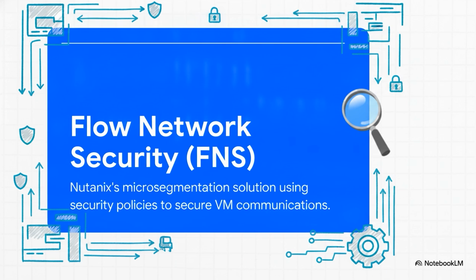It brings a zero-trust approach directly to the virtual network interface card of every single workload. It's all about granular, policy-driven security. And to deliver this, we use Flow Network Security, or FNS. This is Nutanix's native microsegmentation solution. It utilizes strict security policies to control VM communications. Now, you'll see the terms Flow and FNS tossed around interchangeably in the docs, but for your exam, just recognize FNS as the engine driving these security policies, and it's the primary focus of Objective 10.6.